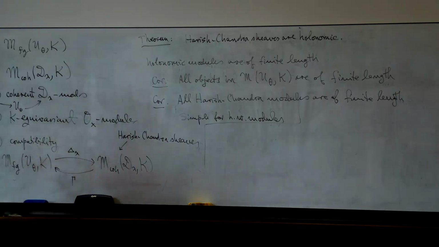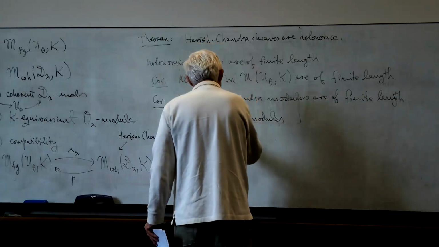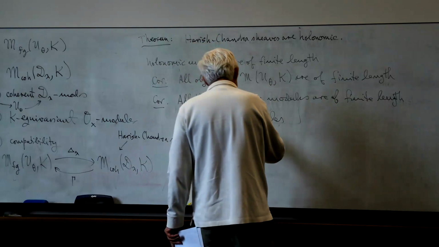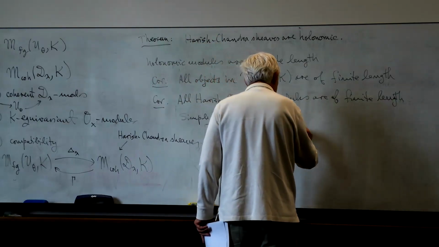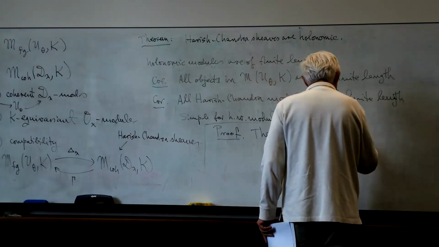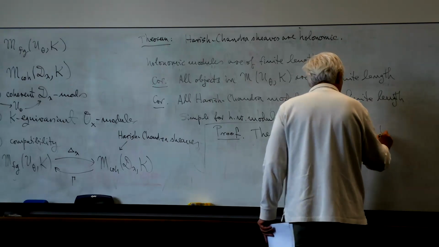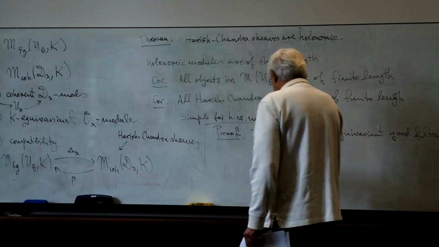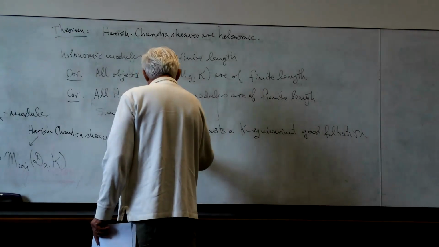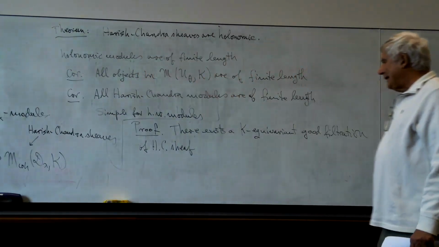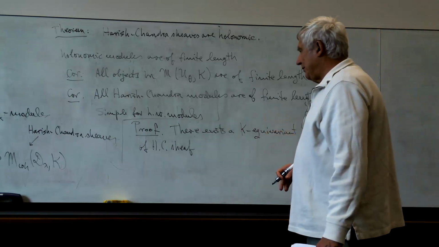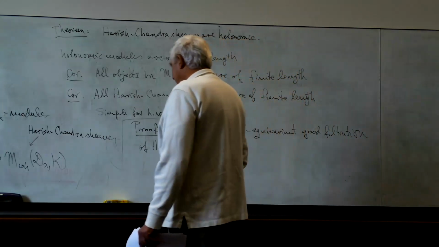Okay, so now you can try to prove this theorem. First, we want to show that there exists a K-equivariant good filtration of a Harish-Chandra sheaf. I mean, this follows from some formal arguments, but that is too complicated, so let me give you a simple argument which uses twisting.